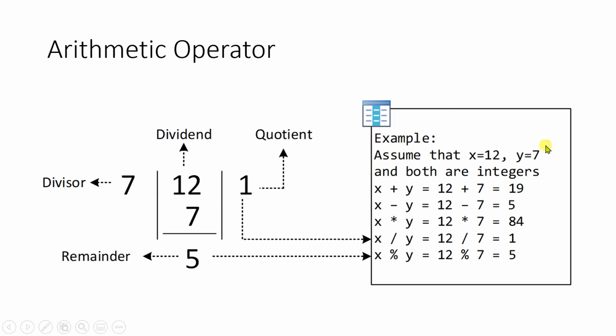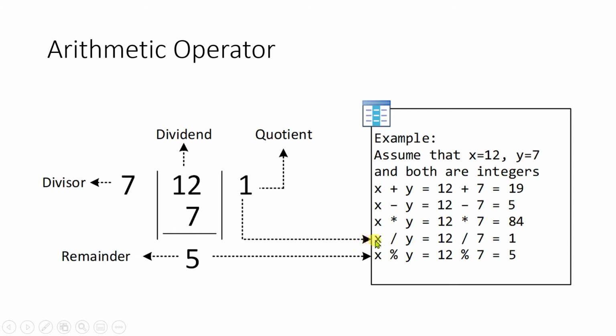Let's first see this example. According to this example, we are taking two variables, x is equal to 12 and y is equal to 7, and both are assumed to be integers. Now x plus y will add the values, that is 12 plus 7, which is 19. Subtraction will do 12 minus 7, which is 5. Multiplication will do 12 into 7, which is 84.